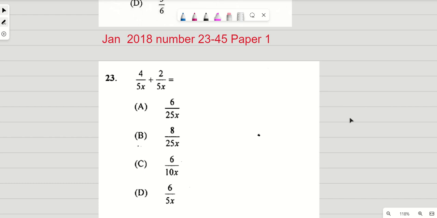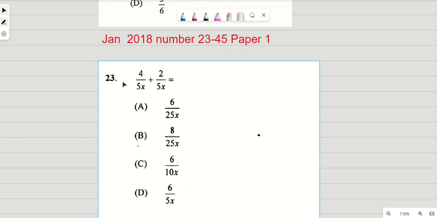Hi, good day all. So today we'll be doing January 2018, number 23 to 45, paper 1. And we know that 23 to 45 in these later years are algebra questions, shape questions, statistics questions, right? So let's start into it.